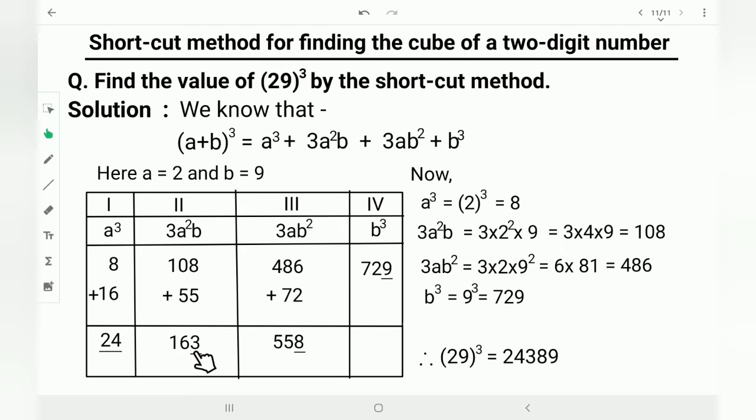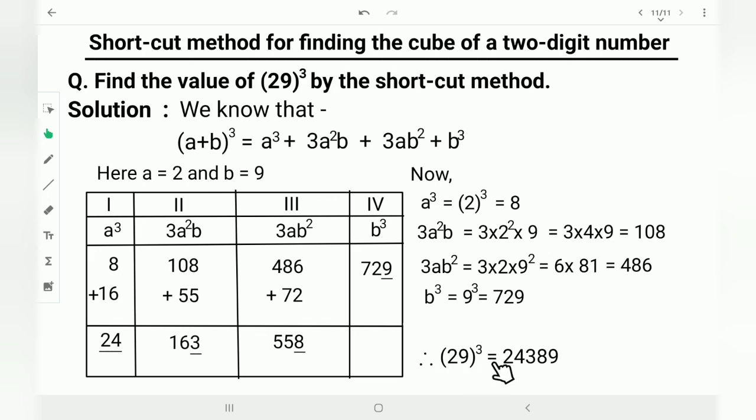Again underline ones place digit and carry 16 in the 1st column and add with 8. Then you will get 24. Here you have to underline the complete number. Now you have to write all underlined numbers and digits together. Then you will get the cube of 29.